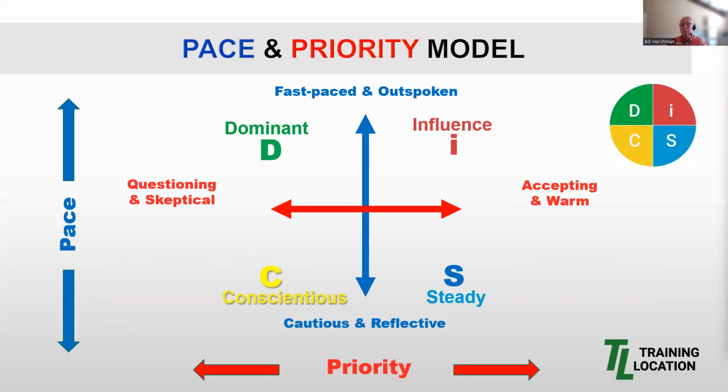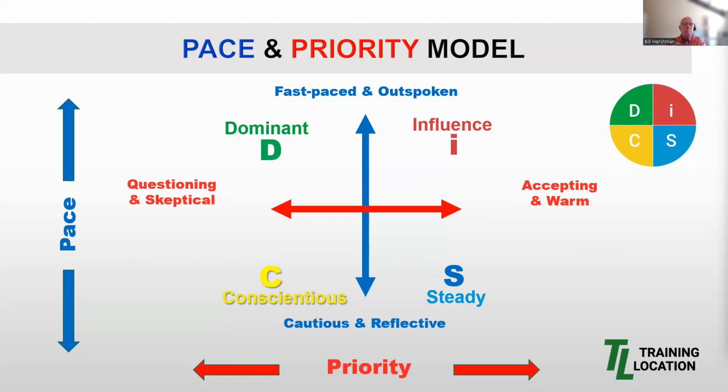It's the essential tool for preliminary diagnosis, discussion, and understanding DiSC styles and their relationship to each other. The vertical dimension represents what I call pace, and we see the descriptors at the top and the bottom of that pace continuum. This is what I call your outward activity level. The horizontal dimension represents what I call priority, and we see those descriptors at the left and the right of the priority continuum. Now, I like to refer to this as your agreeableness quotient.